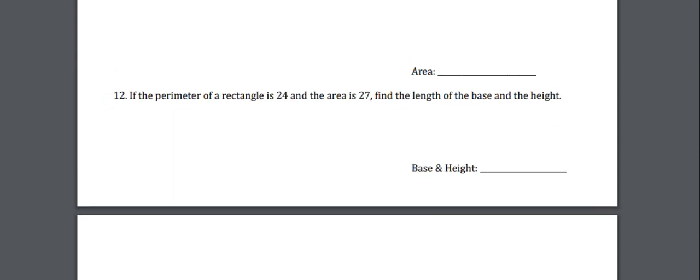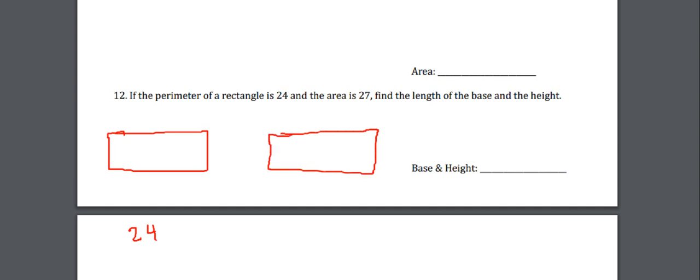Alright, our last problem right here, number 12. It says that the perimeter of a rectangle is 24. Let's just draw a picture first. So again, I have a picture, and to find the perimeter, all these sides are going to make 24. And the area, I have to remember, is base times height. That's going to equal 27.